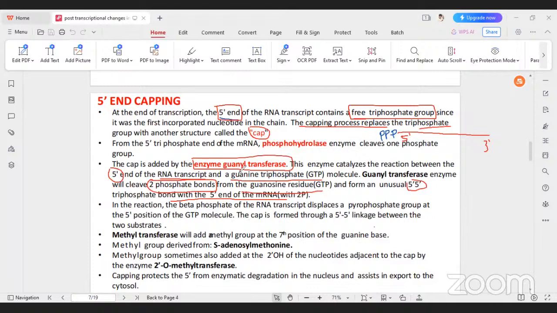But before the involvement of guanylyl transferase, another enzyme is required, that is nucleotide triphosphatase. First of all, this is the first step. Remember.